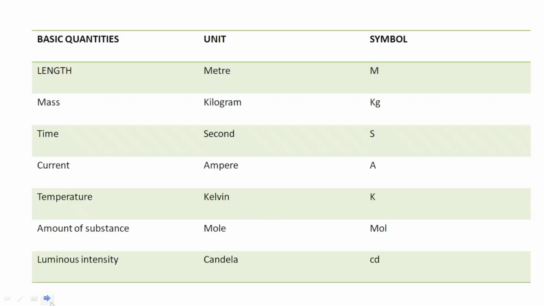See here, the 7 basic fundamentals. First, basic quantities, unit and symbol. Length, meter, the symbol is m; mass, kilogram, kg; time, second, and the symbol is s. Like this, the 7 basic quantities and their units and symbols are mentioned here. Please take a screenshot and read properly.